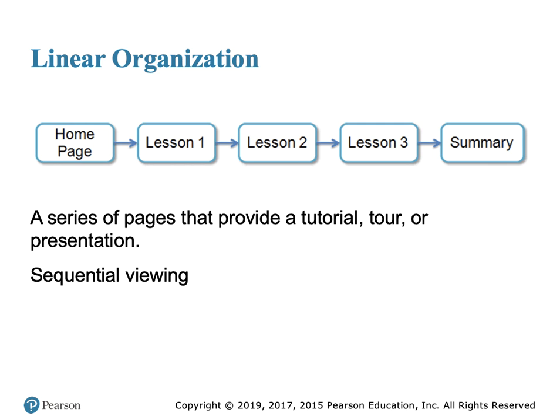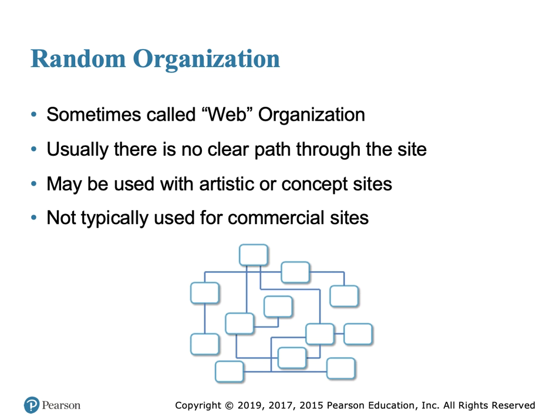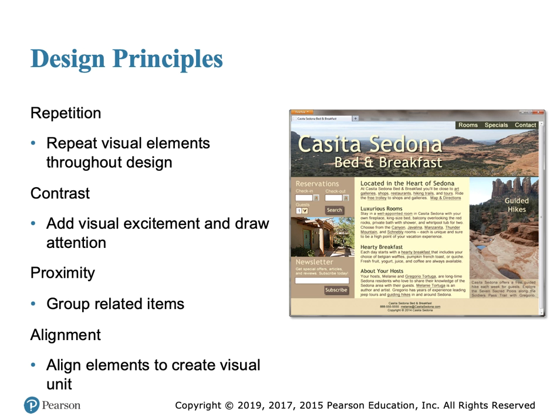A linear organization, as depicted in this graphic, is used when web pages need to be viewed in a specific order, one after another. This would be a common layout for something like a tutorial, a tour, or a presentation. Some websites might use hierarchical organization, as we saw on the last slide, for the major navigation, and then perhaps use a linear organization for one small section of the site. Random organization has no clear path and is generally found only on artistic sites or sites that strive to be different or original.